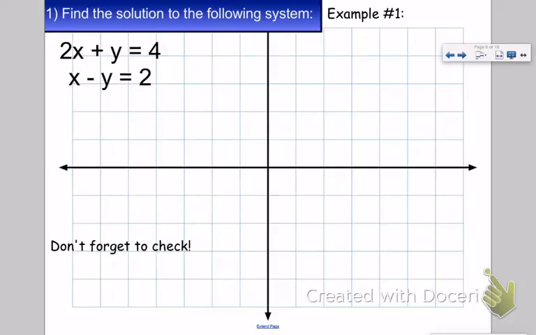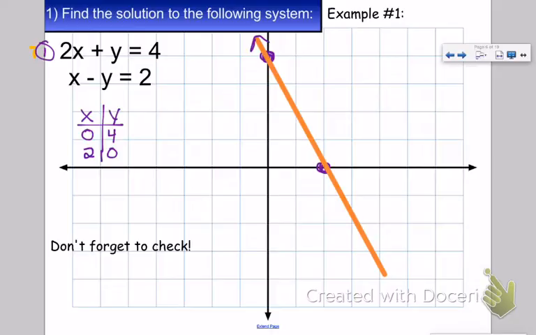Find the solution to the following system. So if we have our first equation, I'm going to do this one in purple, it's in standard form. So what we need to do is graph by intercepts, which is our xy table, plug in 0 for x and 0 for y. When we plug in 0 for x, we get y is equal to 4. When we plug in 0 for y, we get x is equal to 2. So let's go ahead and graph those points: (0, 4) and (2, 0). I will connect those with a line.